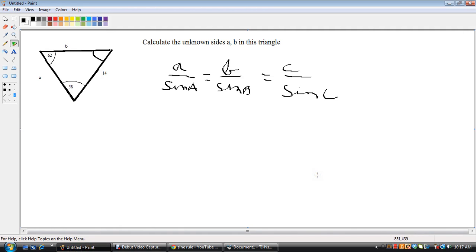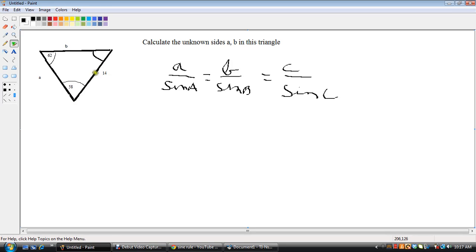Hello everyone again. We're going to see how we can apply that sine rule that we learned in our previous lesson. For this particular problem, we want to find the length of the sides A and B. We are given two angles, one of 62 degrees, another one of 58 degrees, and we're given one of the sides which is 14.